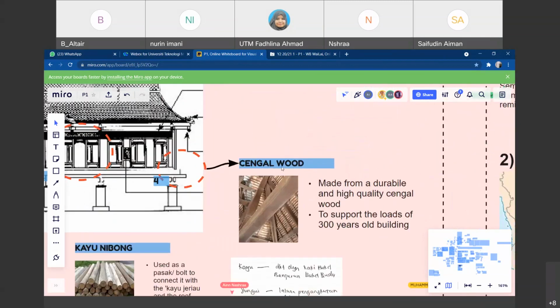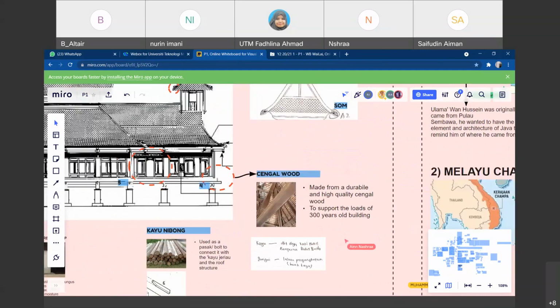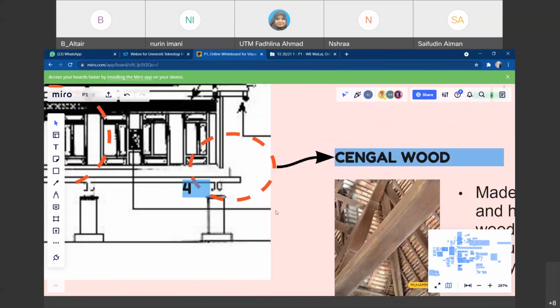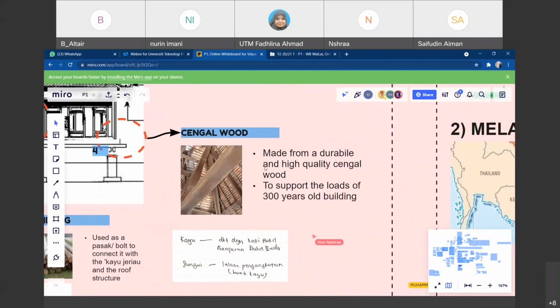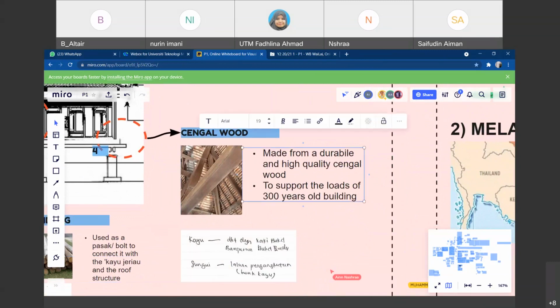And then the chengal wood. Chengal wood is the main structure of the building. It's durable and high quality. The chengal wood also is used for support. So they use chengal wood because it's durable and high quality.